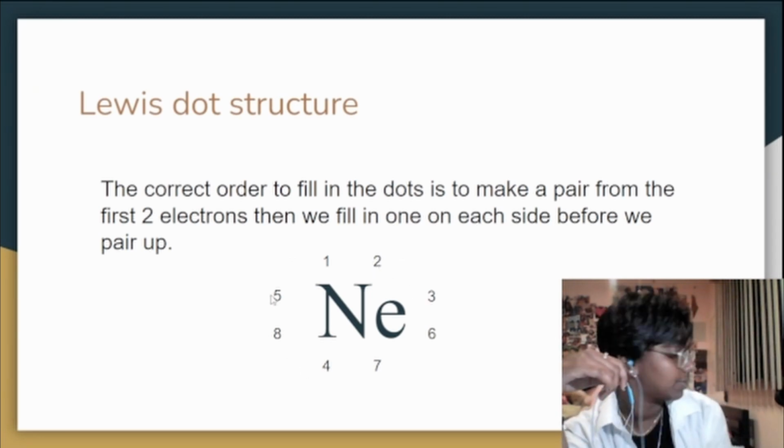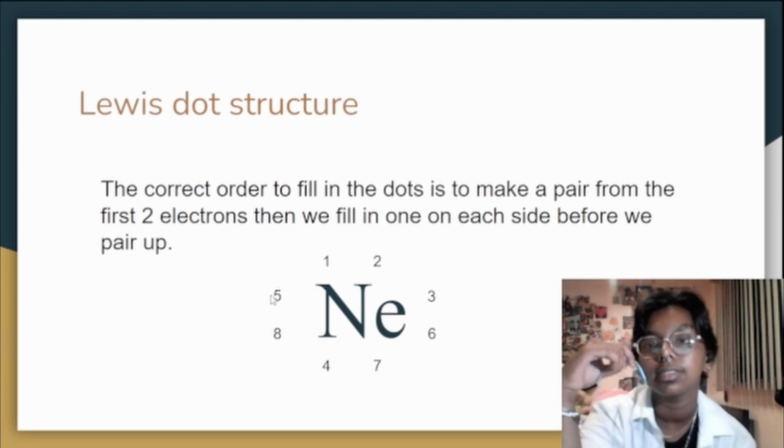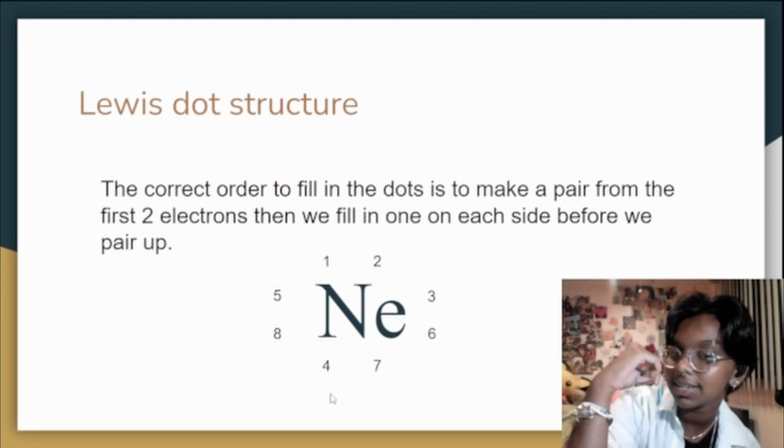3, 4, 5. That's a bug. That's annoying me. Then once you do one circle, you do another circle. 6, 7, 8.